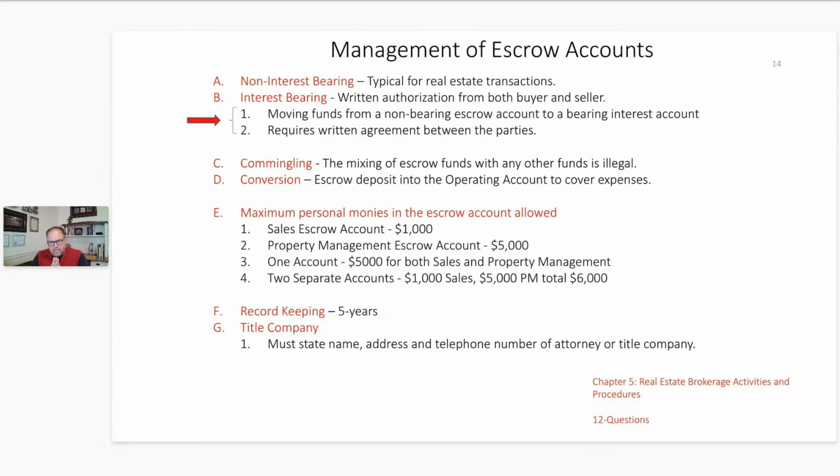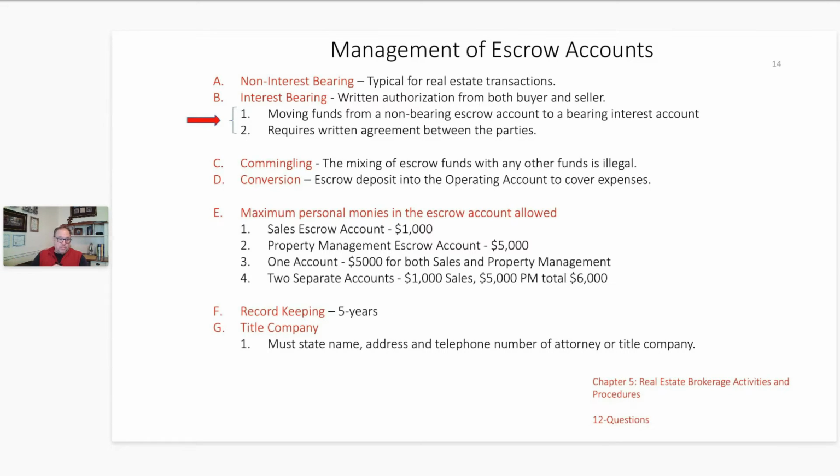For a sales escrow account, the broker can keep a maximum of $1,000 of personal money in there. Property management, $5,000 is the maximum of personal money. You say, well, John, I thought we couldn't keep that. That would be commingling. No, the law says the broker can keep $1,000 and $5,000 of personal money in these escrow accounts to manage them.